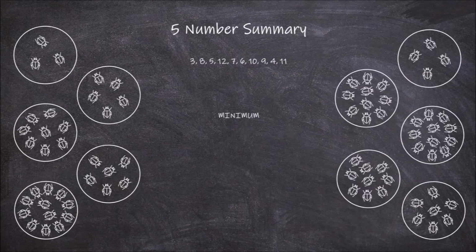Firstly, the minimum, which is the smallest number in a dataset. Secondly, the first quartile, Q1, which is the median of the lower half of the dataset. Thirdly, the median, which is the middle number of the dataset. Fourthly, the third quartile, Q3, which is the median of the upper half of the dataset. And lastly, the fifth number is the maximum, which is the largest number in the dataset.